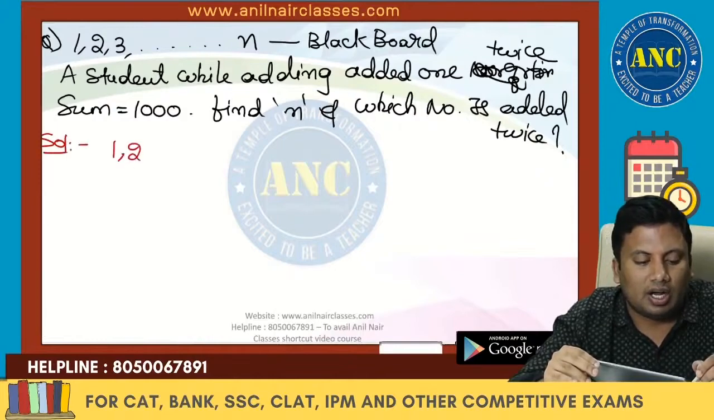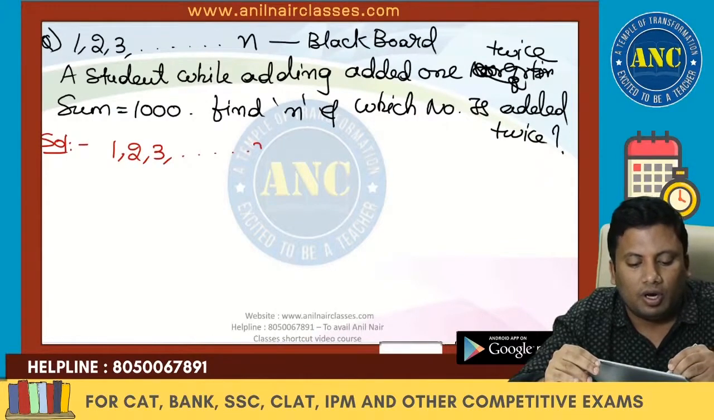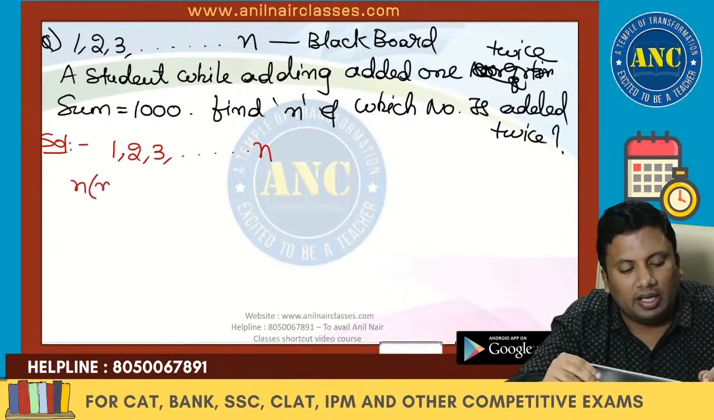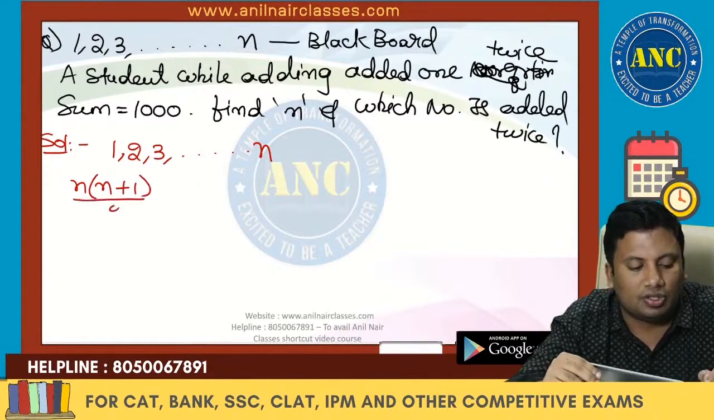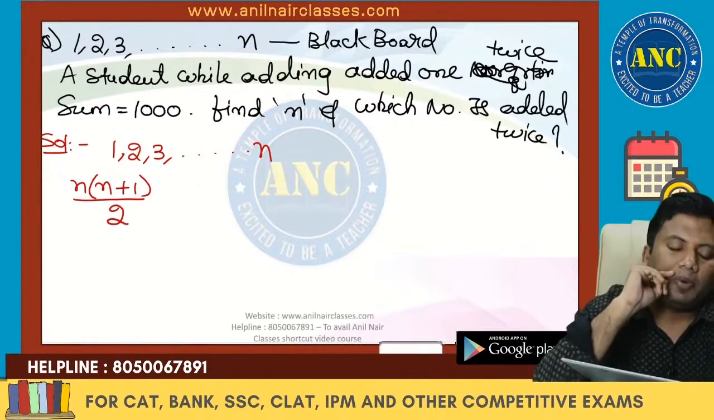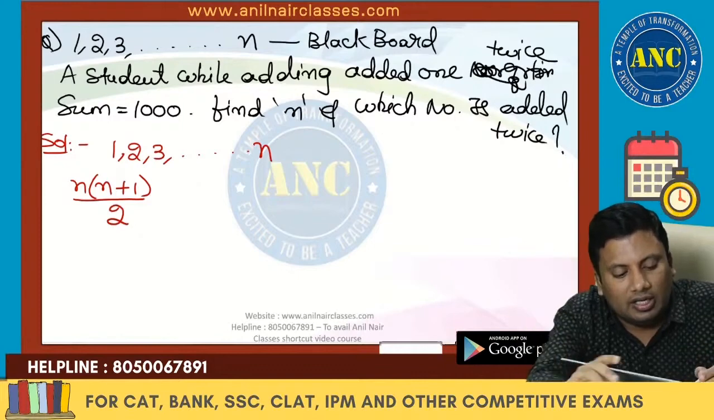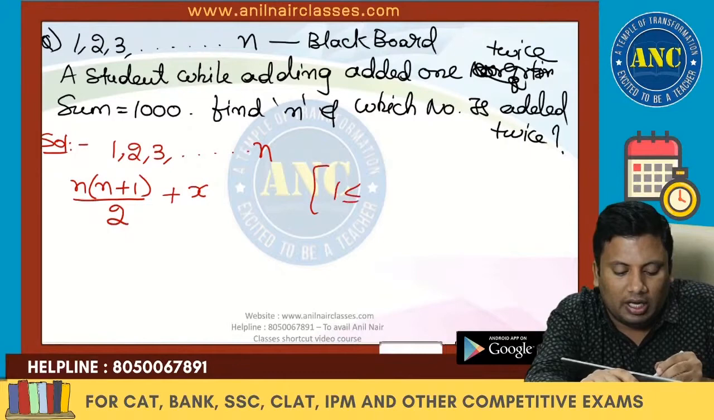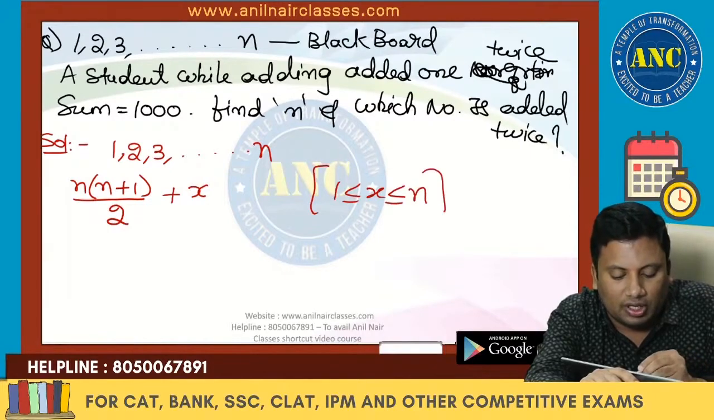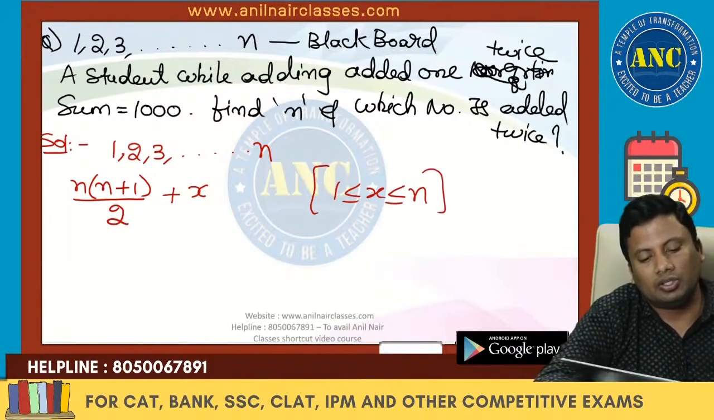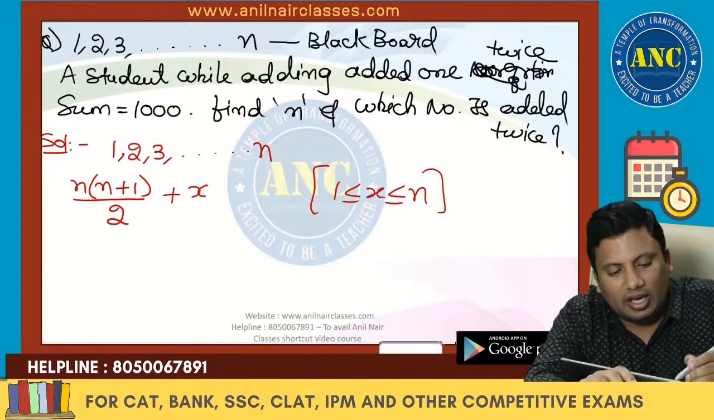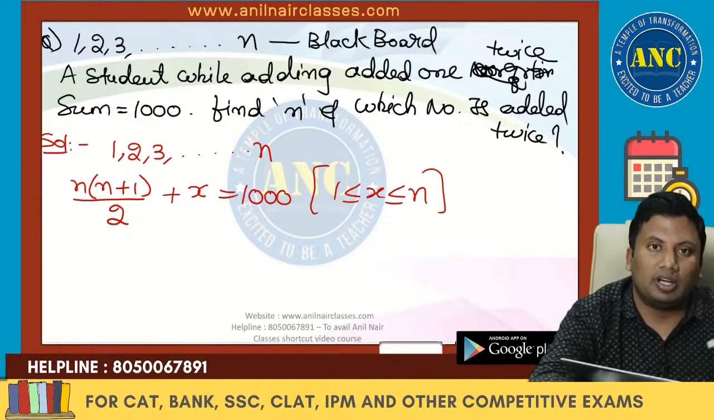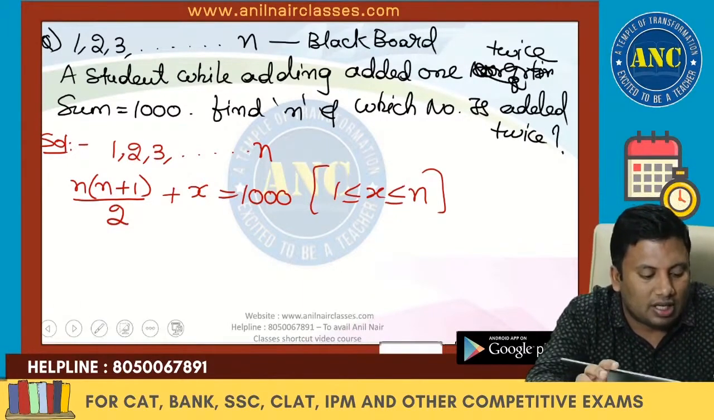There are certain consecutive natural numbers 1, 2, 3 till n which are written on a board. If a student adds every number once, the sum is n into n plus 1 by 2. There is one number which he added twice, x. That x could be any number from 1 to n. We don't know which number it is. So n into n plus 1 by 2 plus x, and the sum is nothing but 1000.